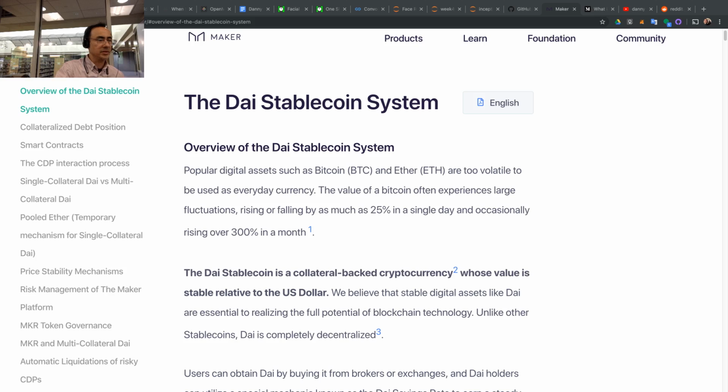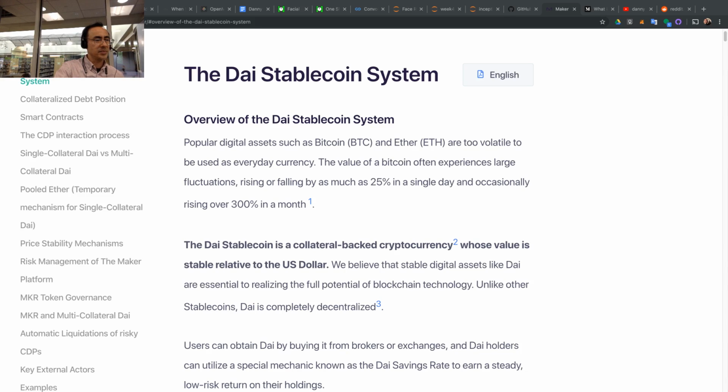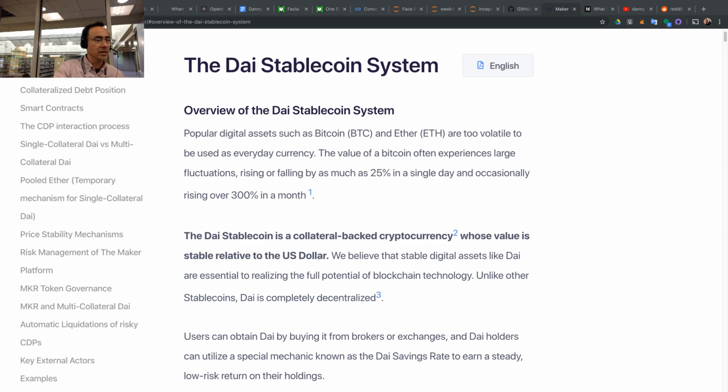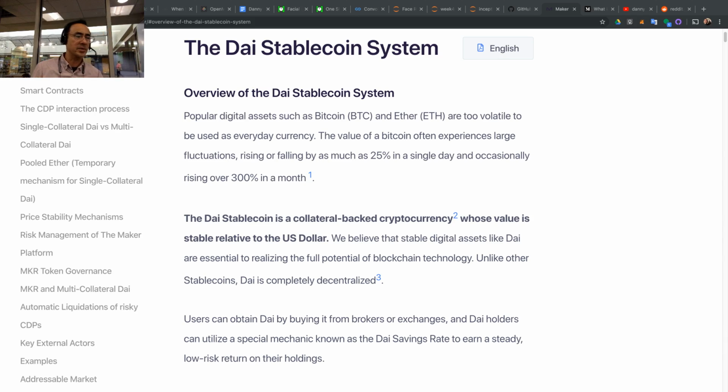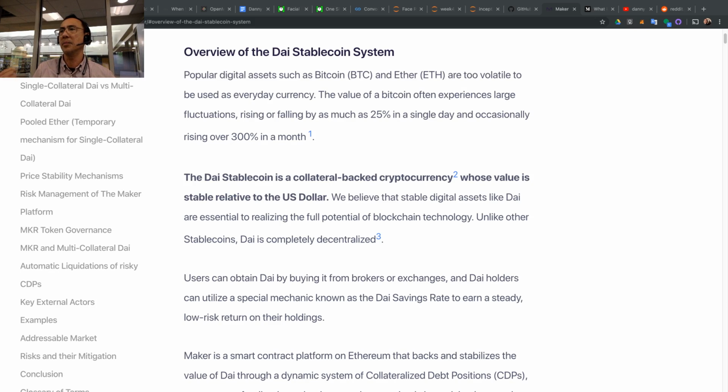right now, okay, we'll just read from here. The popular digital assets BTC and Ether are too volatile to be used as an everyday currency, right? The value of Bitcoin often experiences large fluctuations, rising or falling by 25% in a single day, and occasionally rising over 300% in a month. So it's hard to run a business or invest if your underlying store of value, medium of exchange, or unit of currency is too volatile.